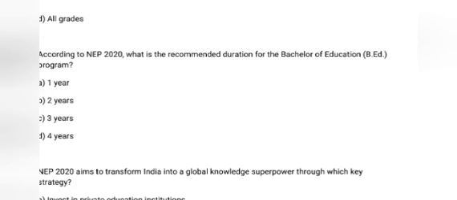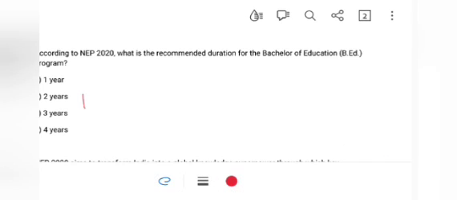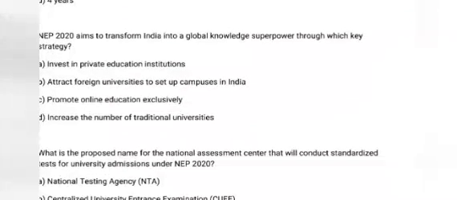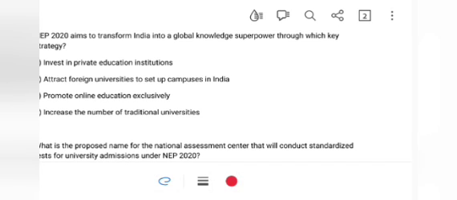Next, according to NEP 2020, what is the recommended duration for a Bachelor of Education in short B.Ed program? 1 year, 2 year, 3 year, 4 year. So it will be 2 year. This is what I have got. NEP 2020 aims to transform India into a global knowledge superpower through which key strategy? Invest in private education institutions, attract foreign universities to set up campuses in India, promote online education exclusively, increase the number of traditional universities. It will be B, attract foreign universities to set up campuses in India.